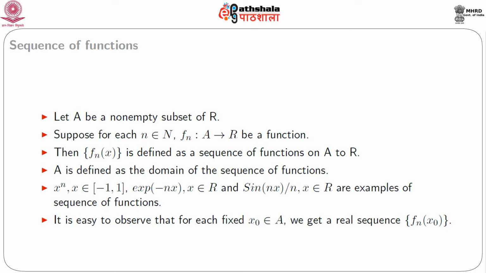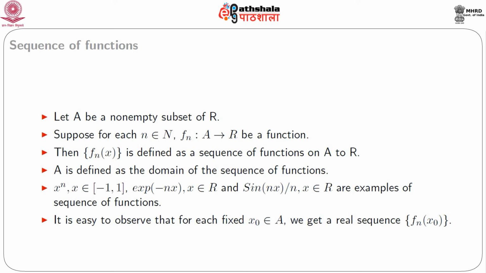Let capital A be a non-empty subset of the real line. Suppose for each integer n, f_n is a mapping from A to R. That is, f_n is a function from A to R. Then f_n(x) is defined as a sequence of functions on A to R. A is defined as the domain of the sequence of functions. For example, we can consider x to the power n, where x belongs to minus 1 to plus 1, e to the power minus nx, x belonging to the whole real line, or sin nx by n, x belonging to the whole real line, as examples of sequence of functions.